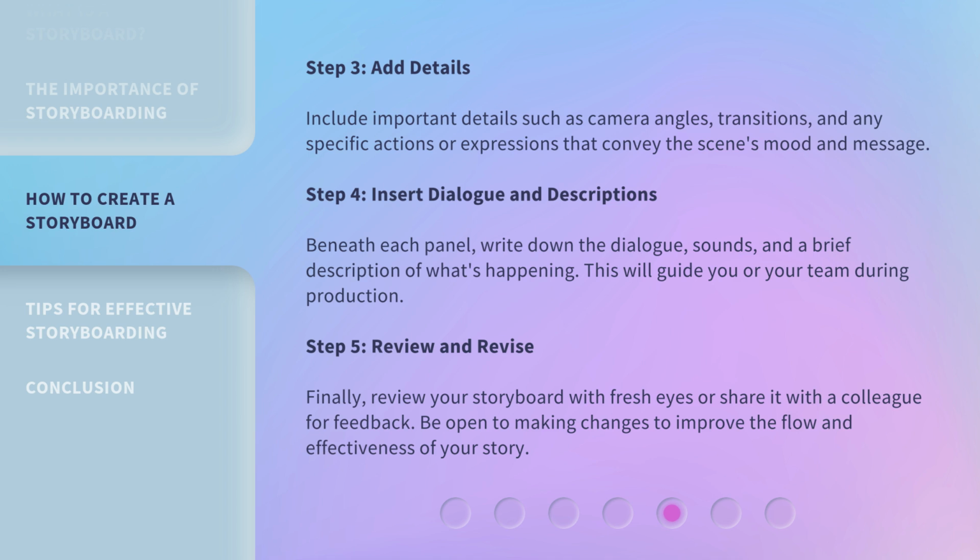Step 4. Insert dialogue and descriptions. Beneath each panel, write down the dialogue, sounds, and a brief description of what's happening. This will guide you or your team during production. Step 5. Review and revise. Finally, review your storyboard with fresh eyes or share it with a colleague for feedback. Be open to making changes to improve the flow and effectiveness of your story.